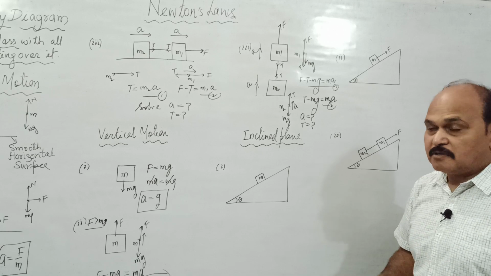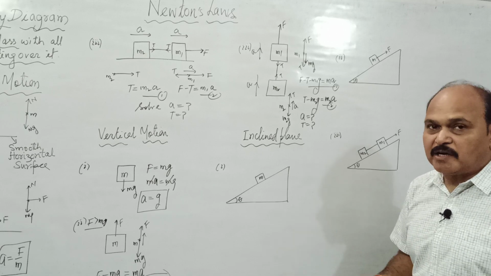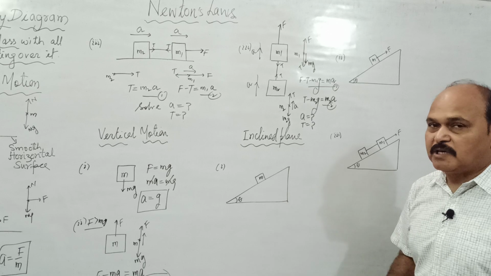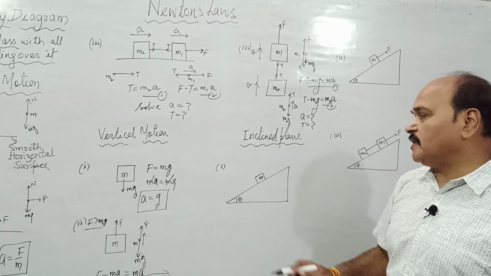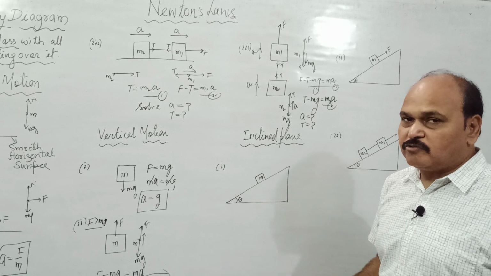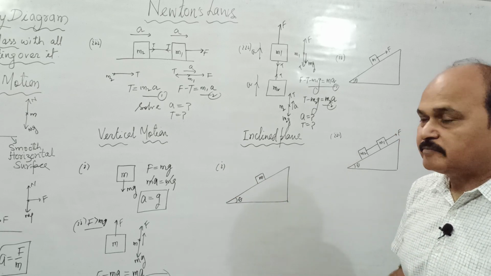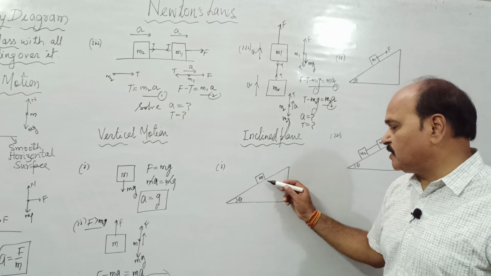Now comes motion over an inclined plane. This is a smooth incline, children. And this mass m is placed over a smooth incline. Now see what is going to happen to this mass and why. This mass is placed over a smooth incline.